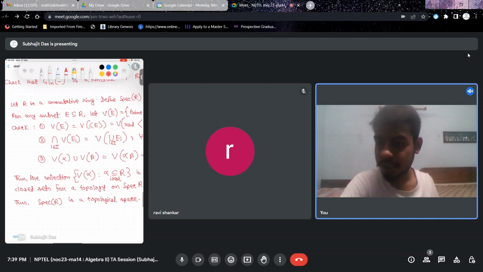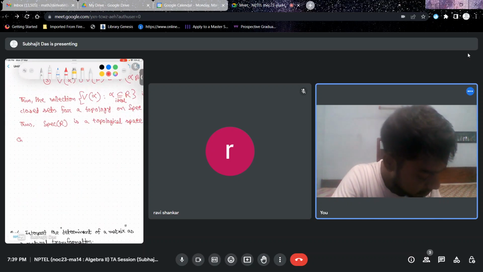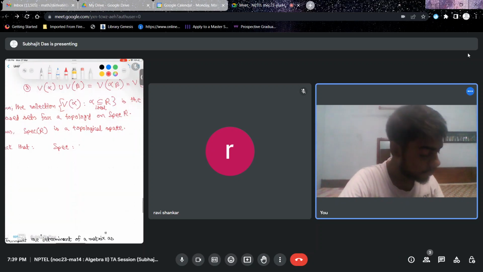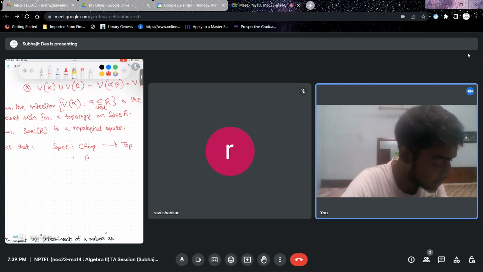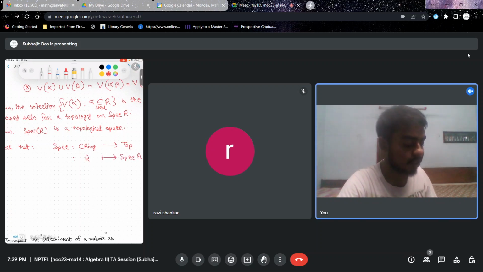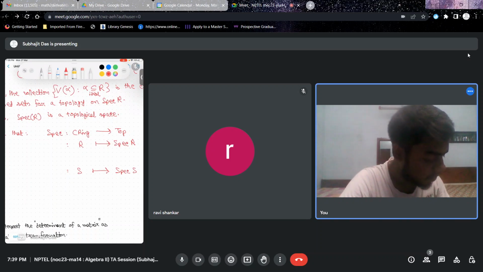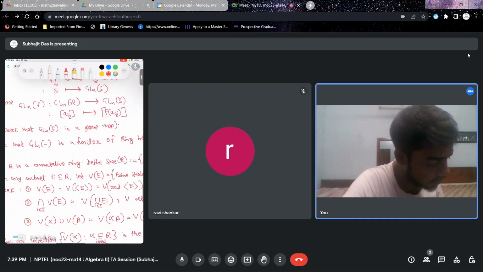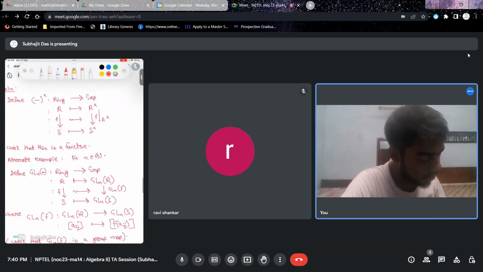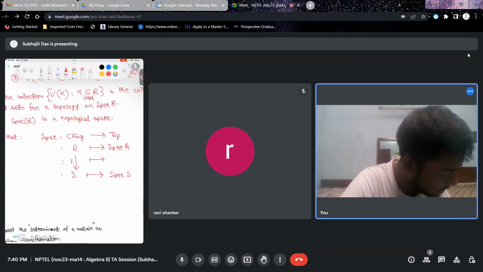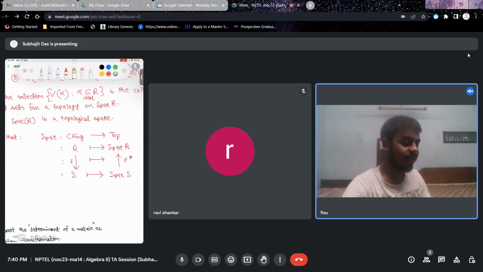Okay, but the point is we actually have a functor now. So check that this Spec, which is a mapping from CRing, commutative rings, into the category of topological spaces, sends objects, that is rings R, onto Spec R as we have defined here, onto the topological space Spec R with its Zariski topology, S onto Spec S, and any ring homomorphism f onto this arrow f star.